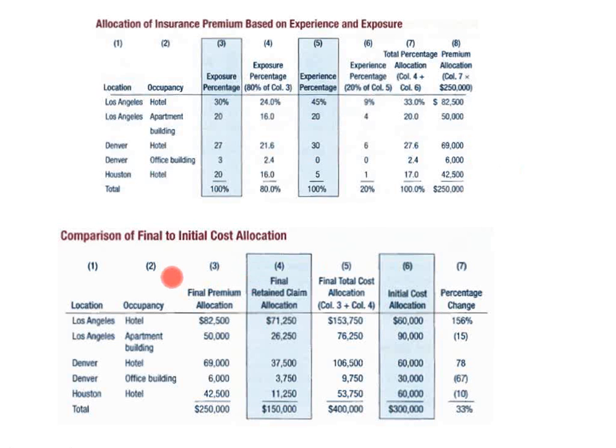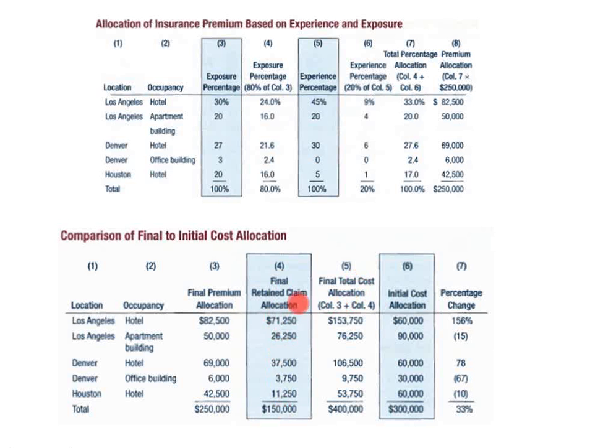And so what they are doing here is showing how this differs, the impact of using exposure versus experience. So the final premium allocation was 82,500. The final retained claim allocation was 71,250. So this is our 250. If we go back to the original chart, this is what our premium is, 250. Our retained claim allocation is 150.